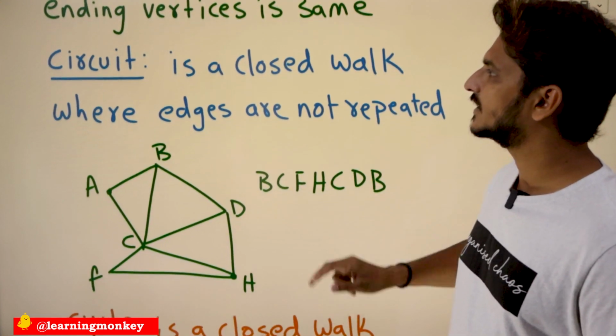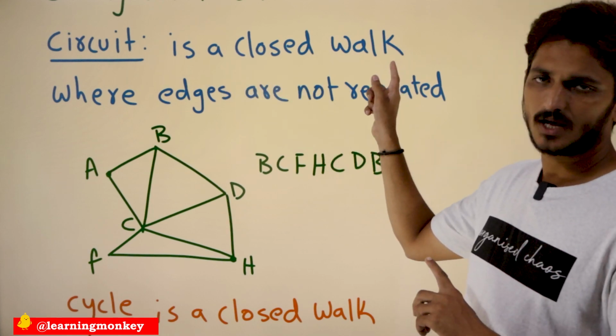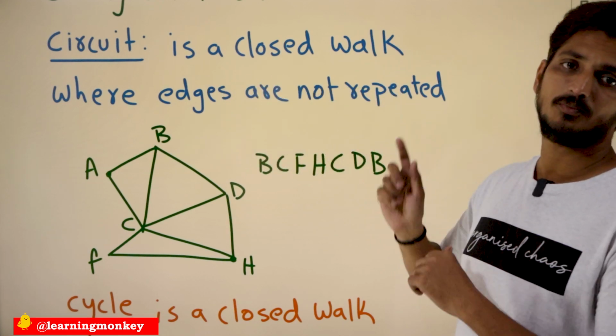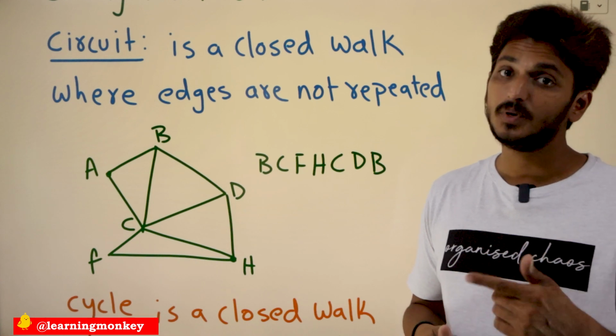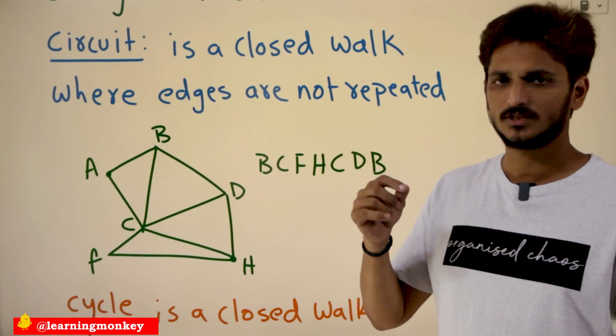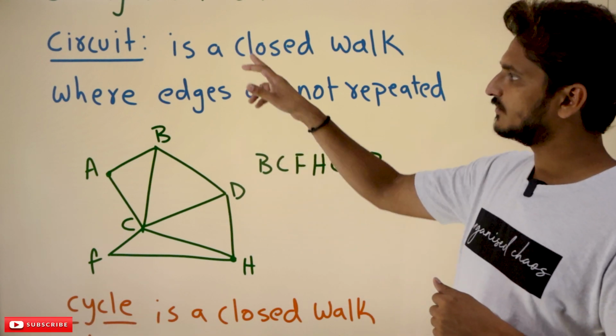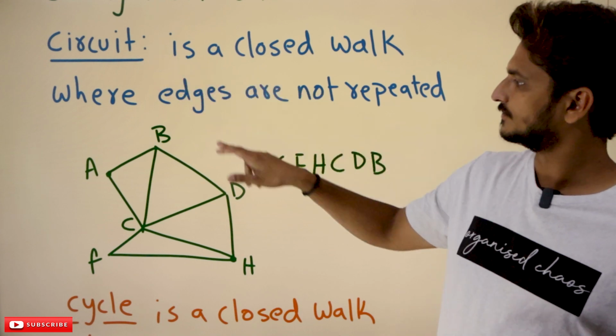Now coming to understand the definition of circuit. A circuit is a closed walk where edges are not repeated. You are not supposed to repeat the edges. But you should move in a closed walk, meaning the starting and ending point is the same. Then we say it is a circuit.